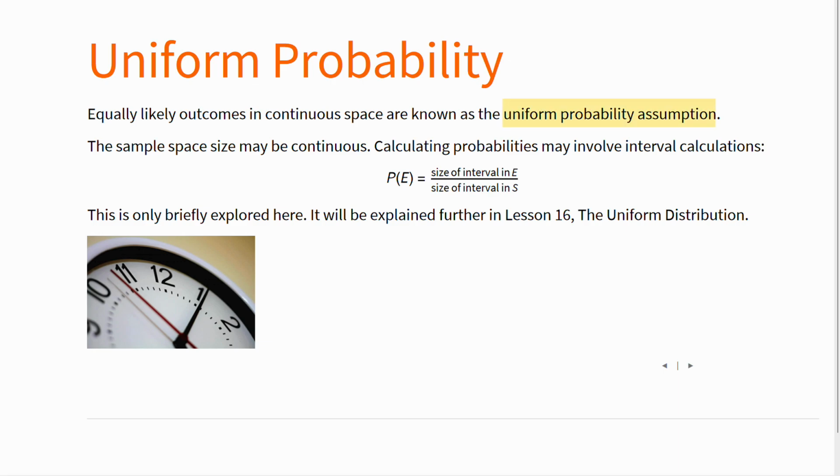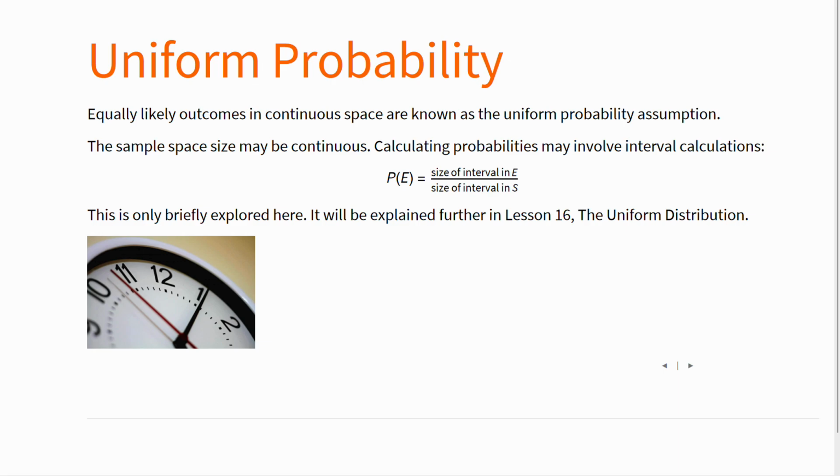Calculating probabilities with the uniform assumption becomes interval calculus. You only need to calculate the probability of the event as the size of the interval of the event divided by the size of the interval of the sample space. The uniform distribution will be explained further in lesson 16, so you'll get to know a bit more about that eventually.